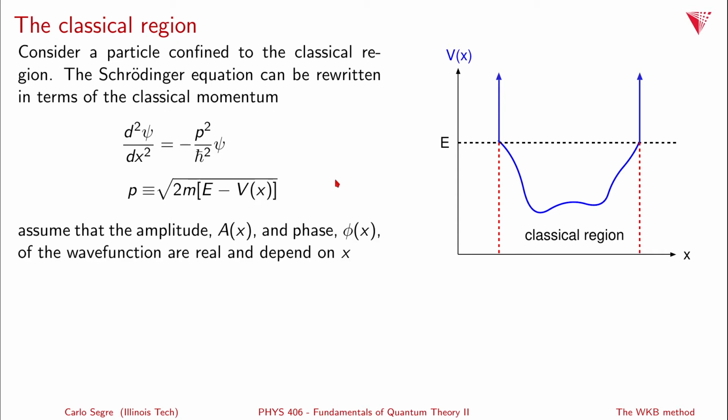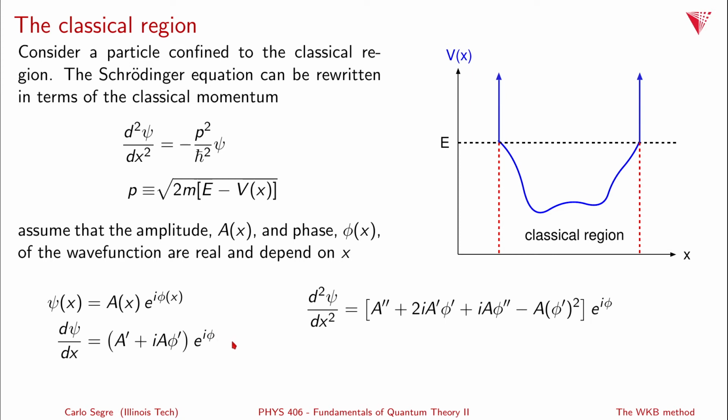Now, let's assume that the amplitude, A of x, and the phase, phi of x, of the wave function are real, and they depend on x. So we're going to write our wave function psi of x is equal to A of x e to the i phi of x. We can take the first derivative to apply this to the eigenvalue equation here, as the first derivative gives us A prime, the first derivative of A, plus i times A times phi prime, all times e to the i phi.